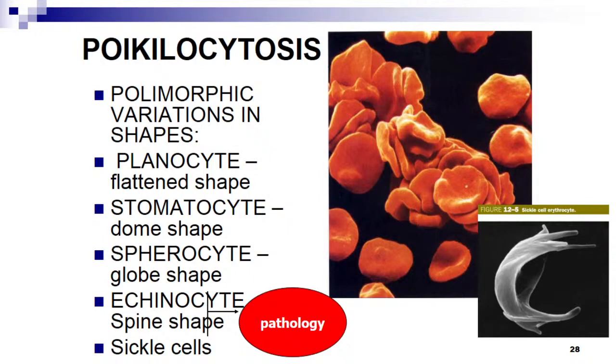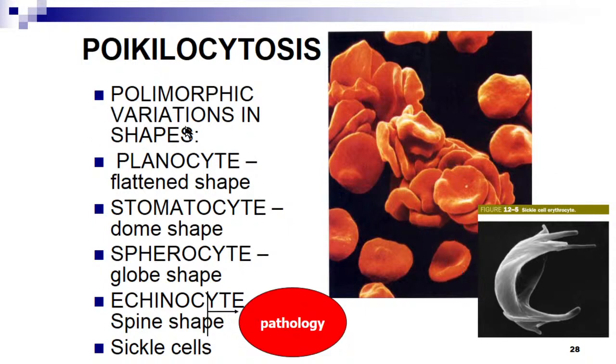Poikilocytosis is another pathological condition. Sometimes it can be described as a functional condition. It is polymorphic variation of red blood cells in shape. Look at this one. Some cells have a dome shape. These are named stomatocytes, dome-shaped cells, like this, for example. This is outer and this is inner.